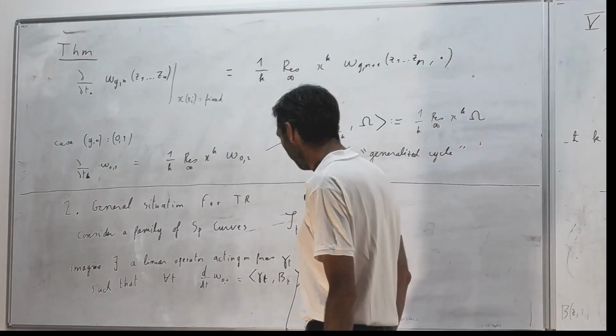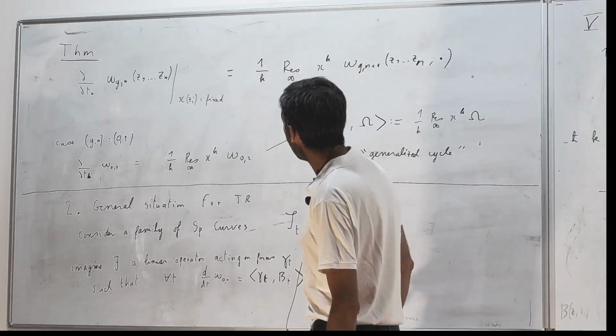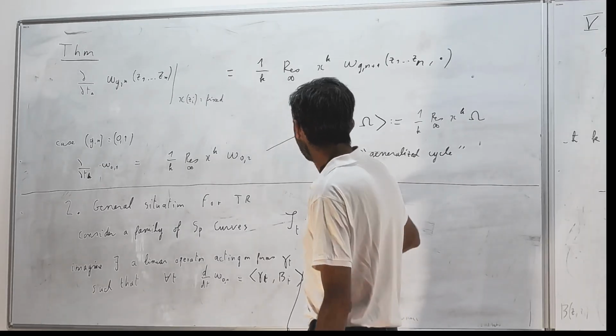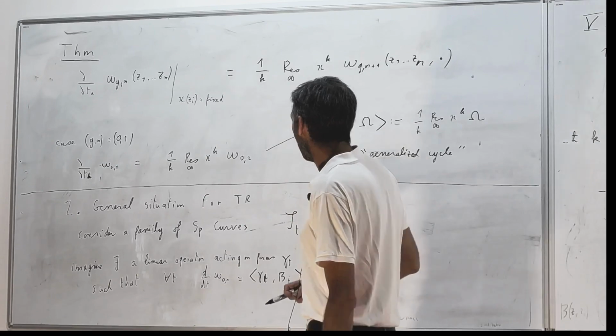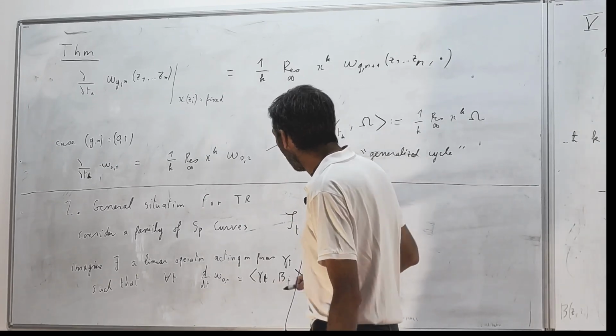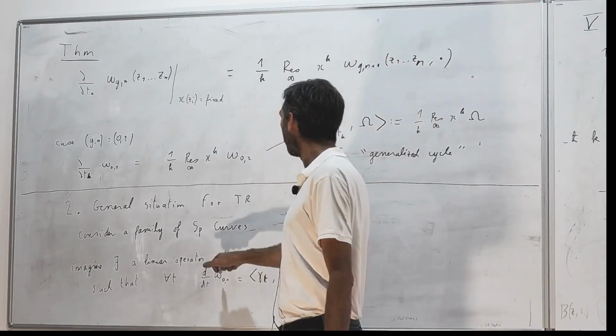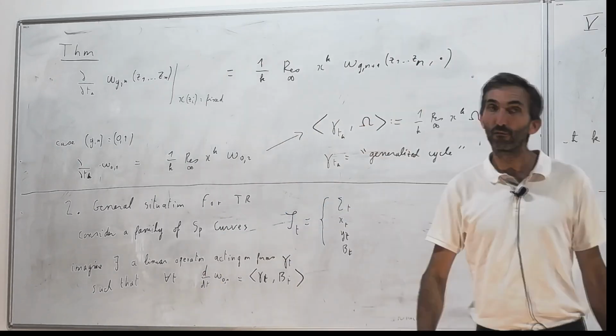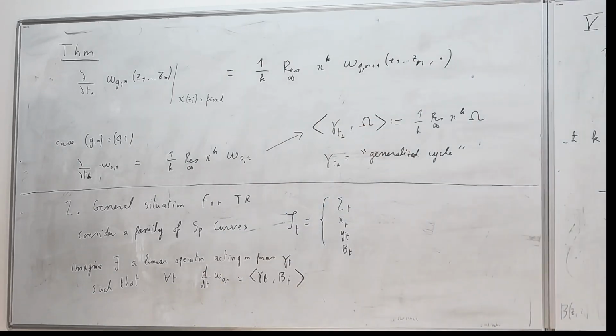So the idea is, if we consider a family, is there always a generalized cycle such that the deformation of omega 01 is the contraction of B with one of these generalized cycles? The answer is yes. It's not trivial to prove, but the answer is yes.